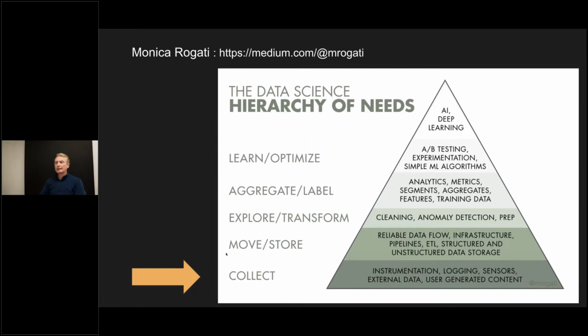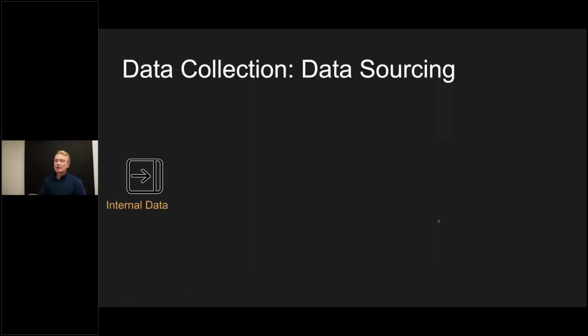And this is a great image from Monica Baggiata. She's got a great Medium blog post, by the way. It shows this pyramid, where everyone goes straight into deep learning and AI, A/B testing, analysis, and all that stuff is cool. But look, at the end of the day, the foundation for all this is collecting data and then moving it and transforming it and then exploring it, and then labeling it. So this is again why I say most of the work is exactly what we're talking about. So let's talk about data sourcing.